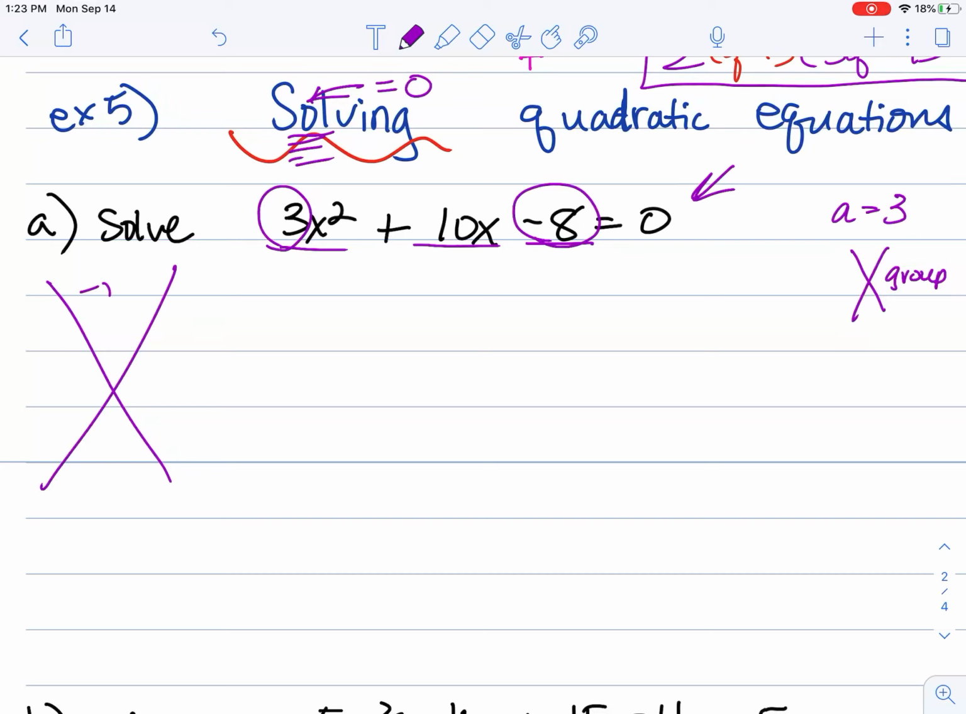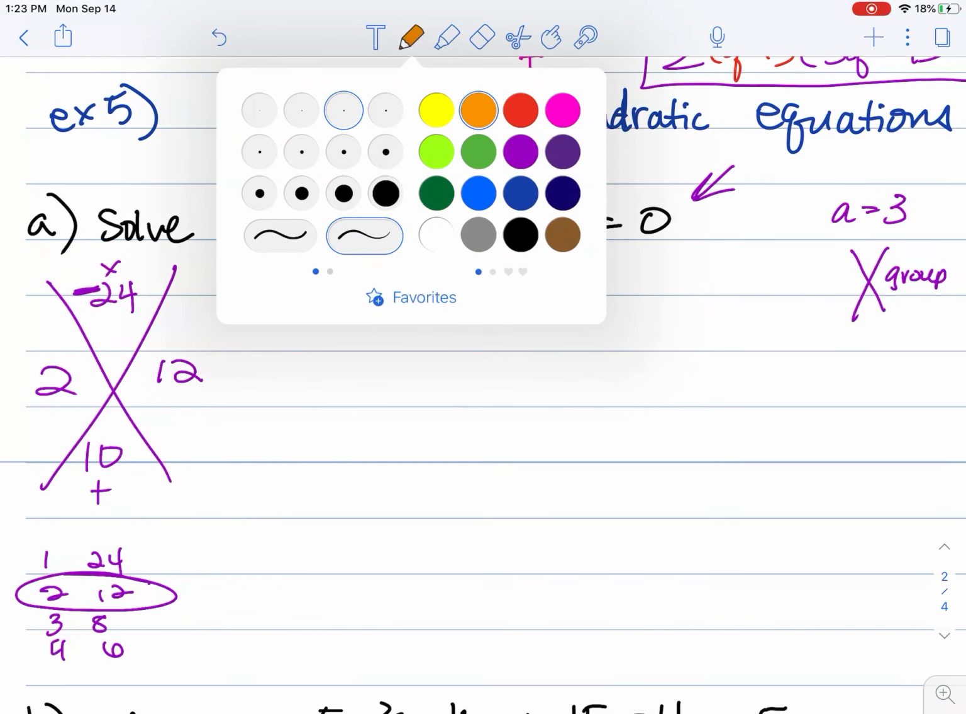So here's our big X. We put our values for A times C here, which is negative 24, and our B term in the middle. What multiplies to negative 24 and adds to 10? Well, if I was to list it, we've got 1 and 24, 2 and 12, 3 and 8, and 4 and 6. So the way I see it, there could be 2 choices here. We know that the product is negative, so one or the other has to be negative. So we're going to pick 2 and 12 and see if this will work.